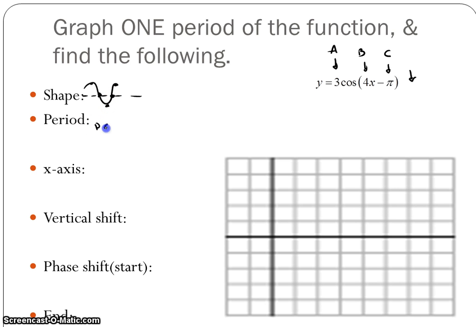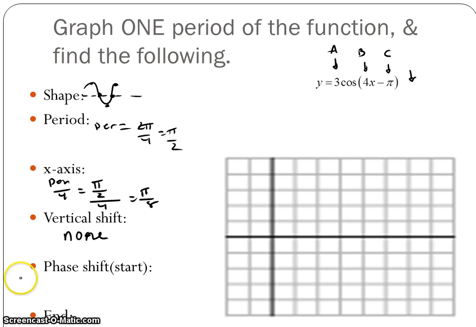The period is 2 pi over 4, which is my B, or pi over 2. My x-axis scale is period over 4, so pi over 2 over 4, which is pi over 8. My vertical shift, remember there is no D, so there is none for vertical shift. The phase shift is going to be C over B. Since it's a negative pi, my C is pi, so it's going to shift right, and my B is 4. So my phase shift, where it's going to start, is pi over 4.